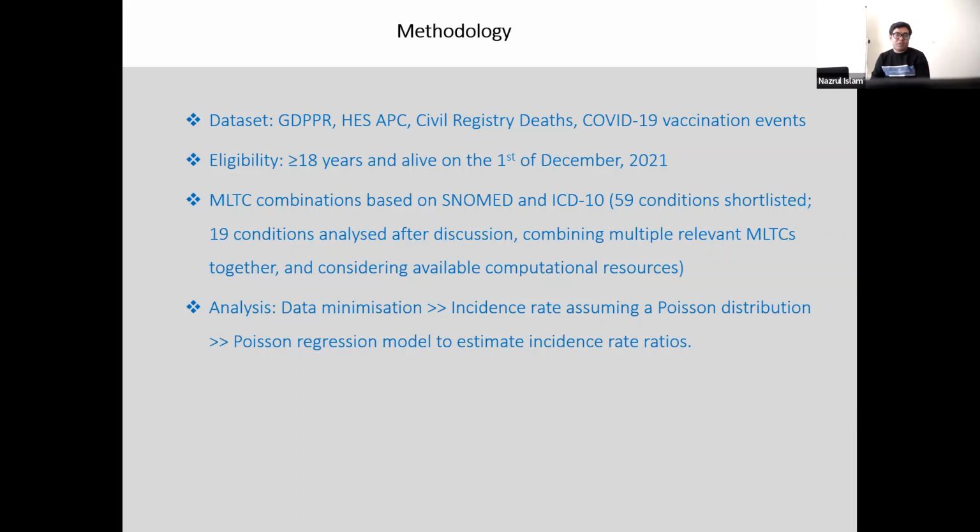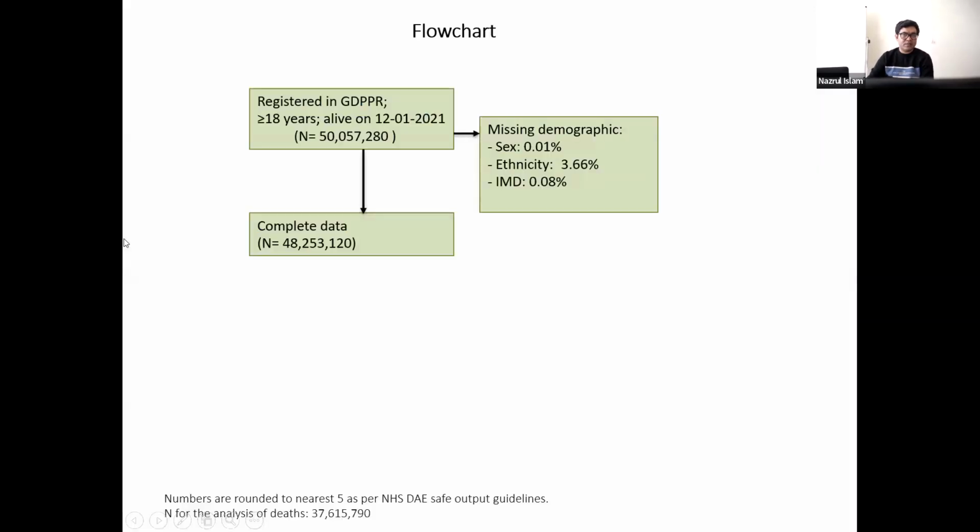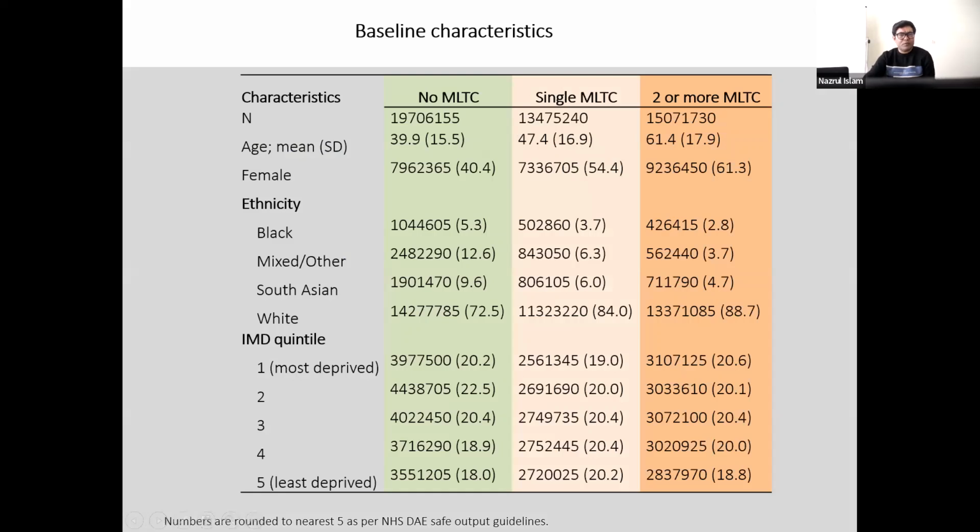We used an over-dispersed Poisson model to estimate incidence rate and incidence rate ratios. From the GDPPR, we had over 50 million people who were 18 years or older and alive on the 1st of December 2021. We had very minimal missing data, about 3.7%, so we didn't do any multiple imputation. We used the complete data set for our analysis, and we had more than 48 million people.